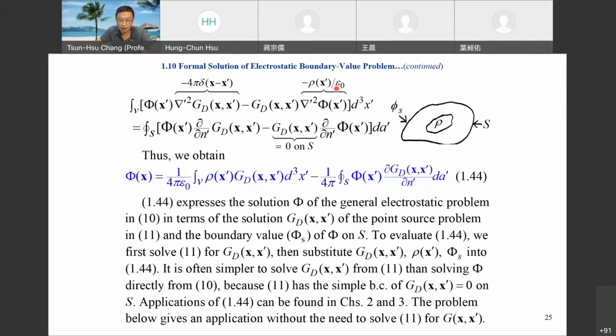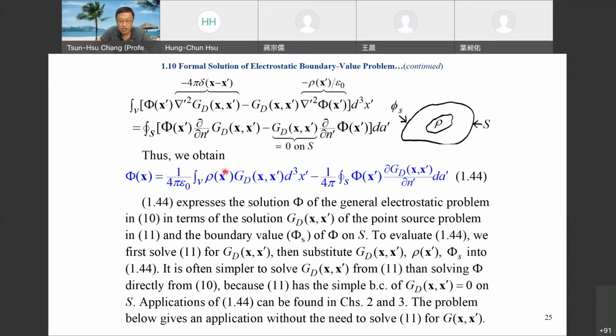Substitute everything to here, 0. This one, easy here. This one, minus, minus. So we got another one here. We have a minus sign here. It should be plus. And move to the right, we have another minus. Here is minus 4 pi. So change the symbol, plus, plus.